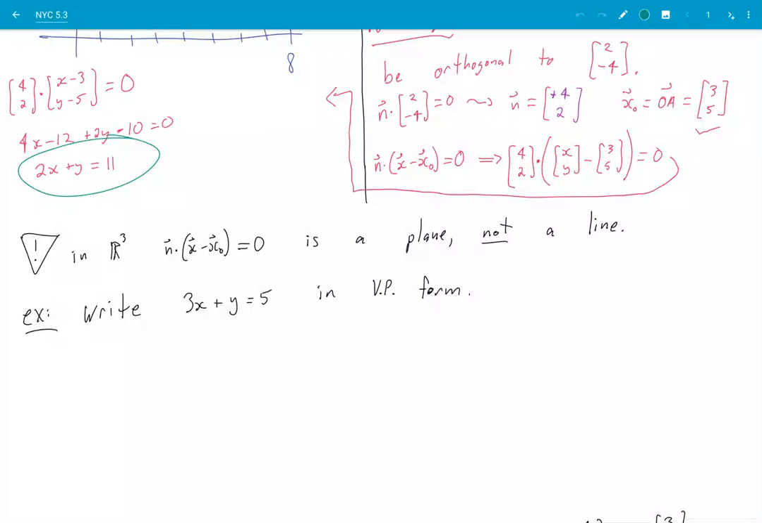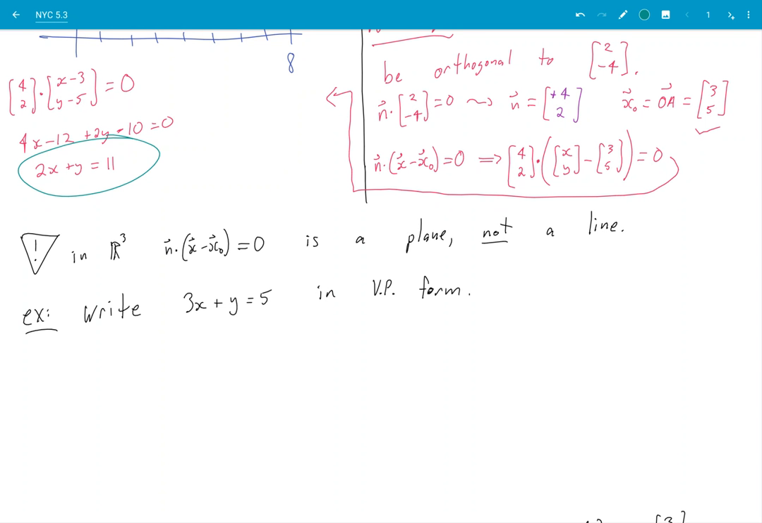Okay, copy down this warning and this example. In R3, which is where we're going to go eventually, this equation here no longer represents a line. It actually ends up being a plane. So I'll remind you of that, but something to keep in mind.